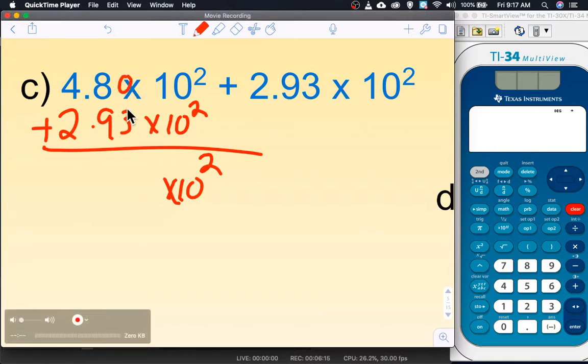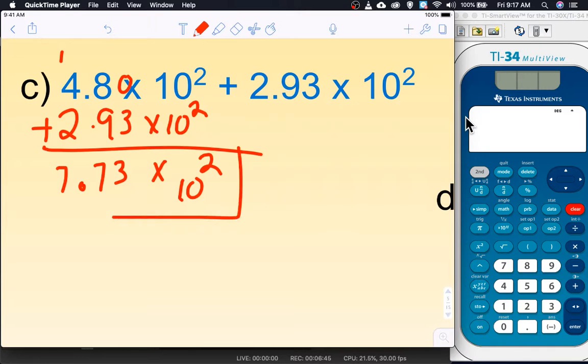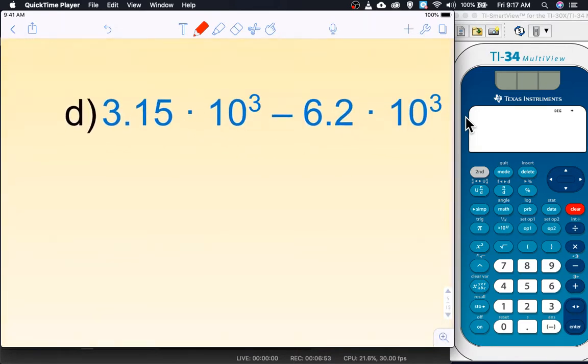I added a 0, so I have something to add the 3 to. So 3 plus 0 is 3. 9 plus 8 is 17. Carry the 1. 4, 6, 7. So I'm just going to pretty this up because it's a little sloppy right now. There we go. So we got, whoa, what did I do? That's not a 0. That's a 3. So 7.73 times 10 to the second power. That is scientific notation. So we are done. Letter D.